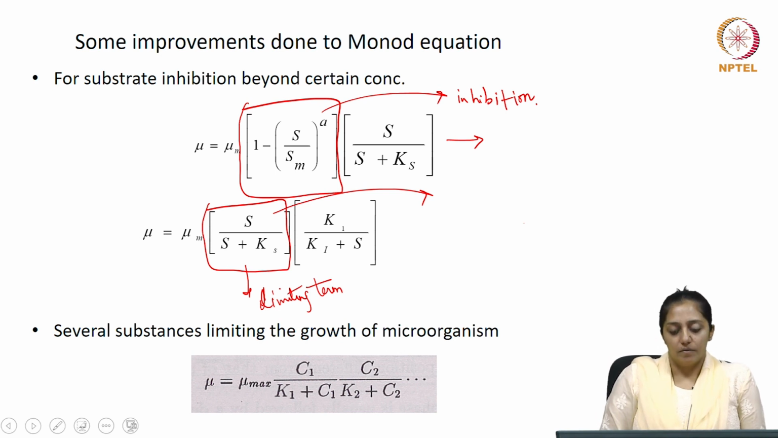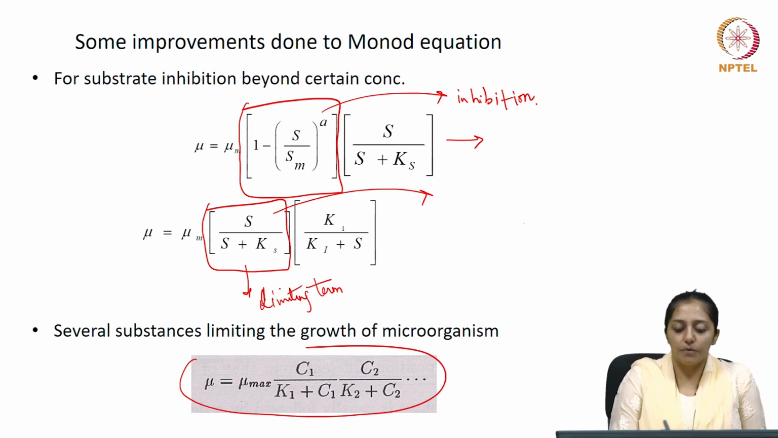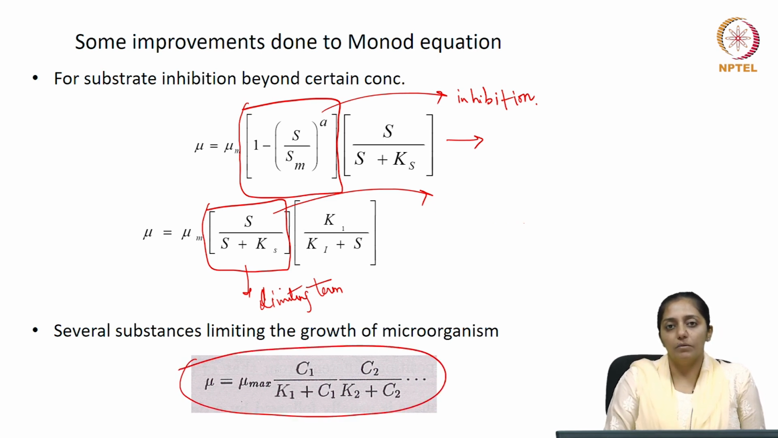Now, let us take another modification. If there are several substrates which are limiting the growth of the microorganism, then how to incorporate the effect of change in the concentration of those substrates on mu? In that case, let us assume there are different substrates, let us call them C1, C2 and so on. What you can see on the slide is one of the forms in which you can take into account the limiting effect of one or more of these substrates.